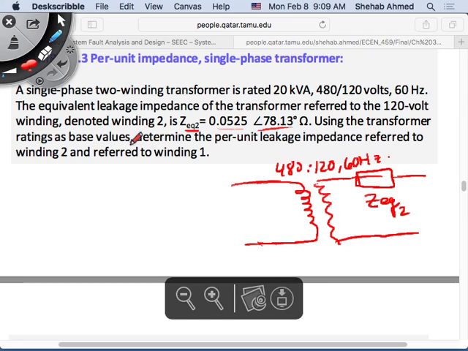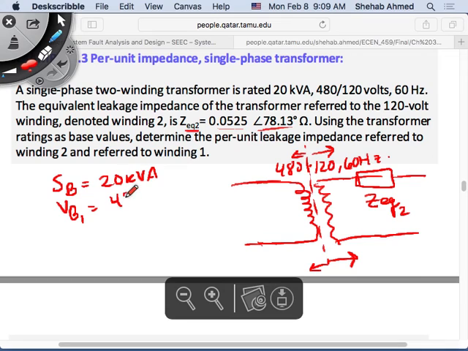And then using transformer ratings as base values, so S base is equal to 20 kVA. V base on the primary side, right? Anytime you see a transformer, you will recalculate your bases. That's the only trick here. Anytime you see a transformer winding, recalculate the base. We will choose a base on the primary side of the transformer, which is equal to 480 volts. We will choose a base on the secondary side of the transformer, which is equal to 120 volts. Right? So now I have S base, V base.